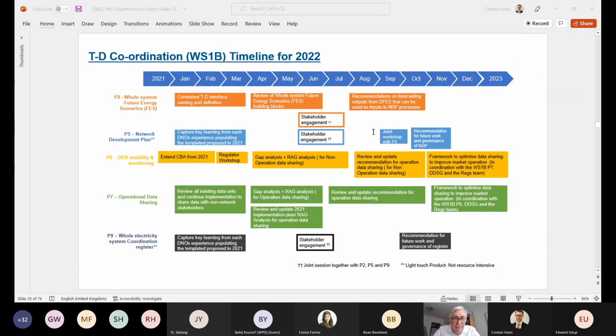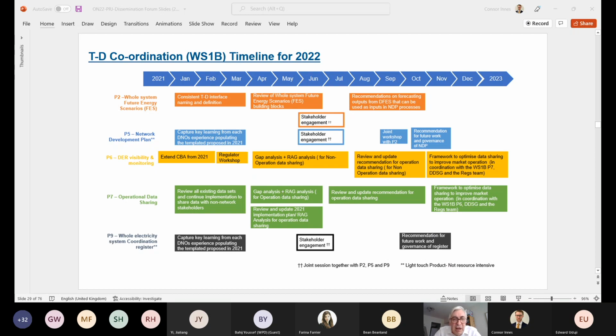So you can see from this, if you look at P2, we are continuing on a timeline that helps us deliver the FES in the normal way by the end of June. And DNOs will be delivering their DFESs. I think everybody gets theirs complete by the end of November. And you can see the work that goes there into making sure we meet that timeline.